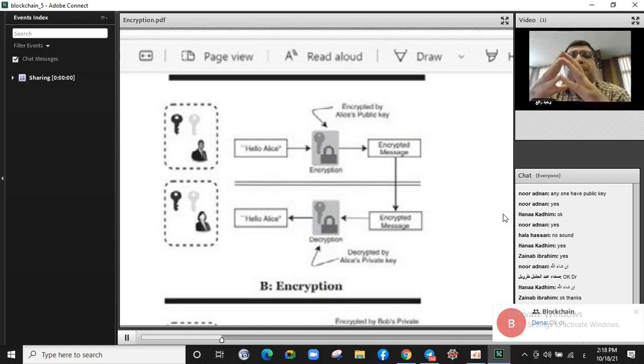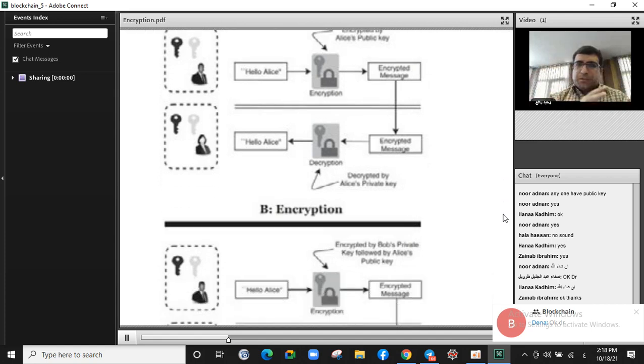Now, since in this case Bob wants to prevent others from knowing the message, from seeing the message, he simply encrypts the message by Alice's public key and sends it through the network to Alice. When Alice receives the message, she uses her private key and simply decrypts the message, and this usage is called encryption. Encryption, decryption. Okay.